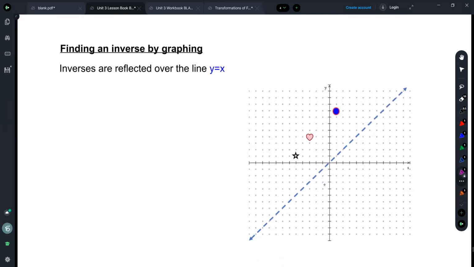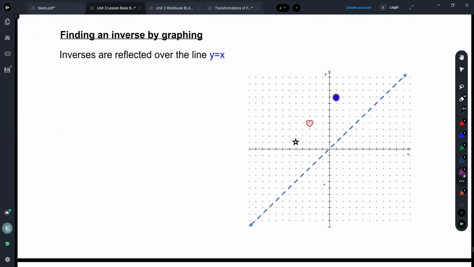And let's talk about graphing. So finding an inverse by graphing. We kind of understand what an inverse is algebraically. It does the opposite operations in the opposite order of the original function. We talked about the algebraic way that we can figure that out. Graphically, what's happening with inverse functions is they are being reflected over the line y equals x.